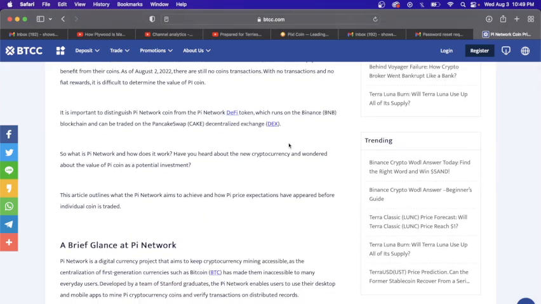So what is Pi Network and how does it work? Have you heard about the new cryptocurrency and wondered about the value of Pi coin as a potential investment?